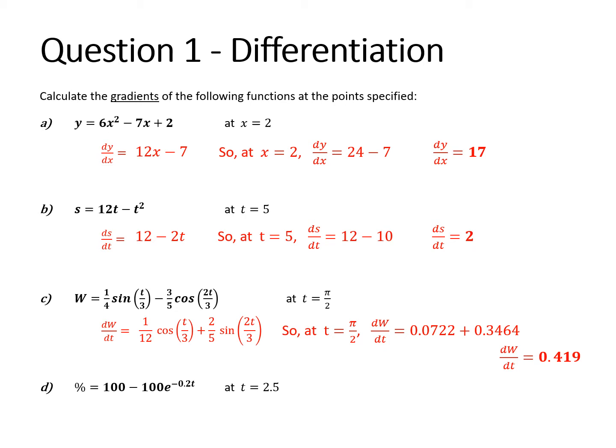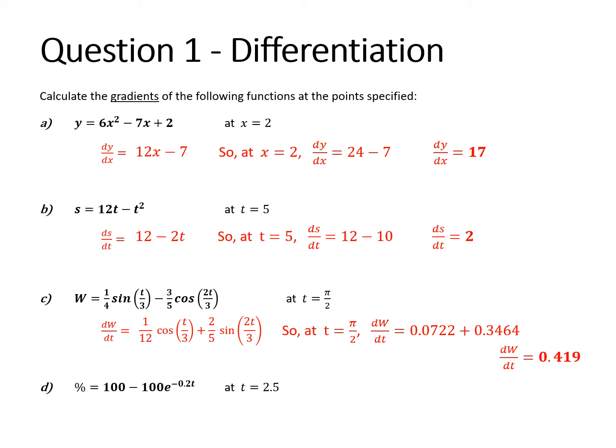So differentiating the first term is 100. Now this 100 is just a number. Whenever you differentiate numbers, they disappear. So that 100 just goes straight away. So we're only having to differentiate minus 100e to the minus 0.2t. That means you've only got one term to differentiate.